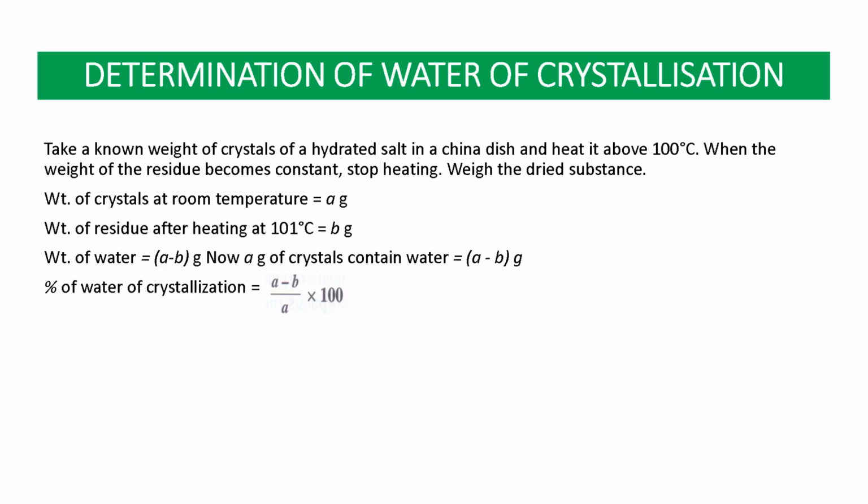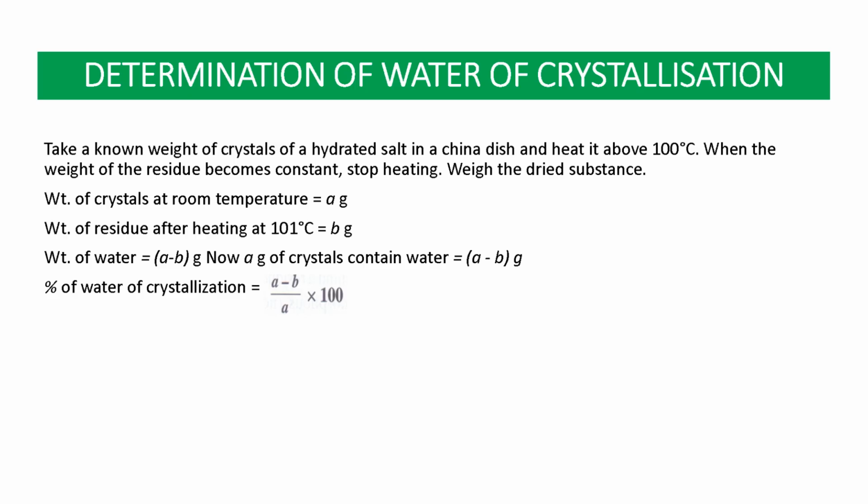Then the next topic is determination of water of crystallization. How can we find out the water of crystallization? Take a known weight of crystal of a hydrated salt in a china dish and heat it above 100 degrees centigrade. When the weight of the residue becomes constant, stop heating.